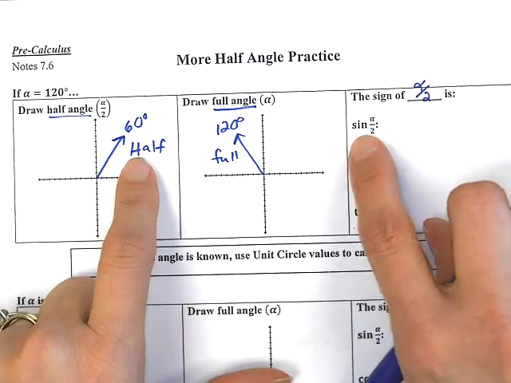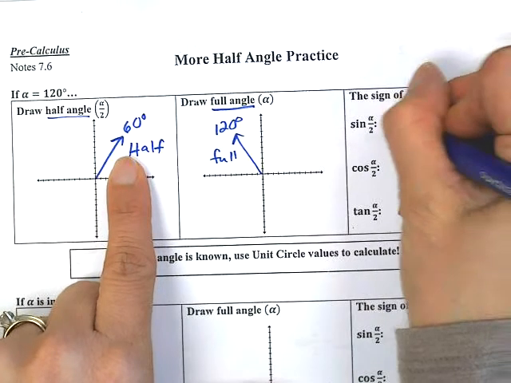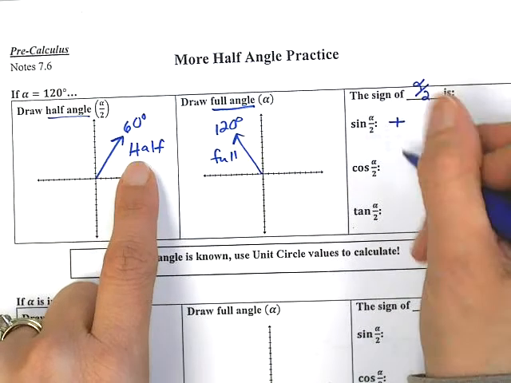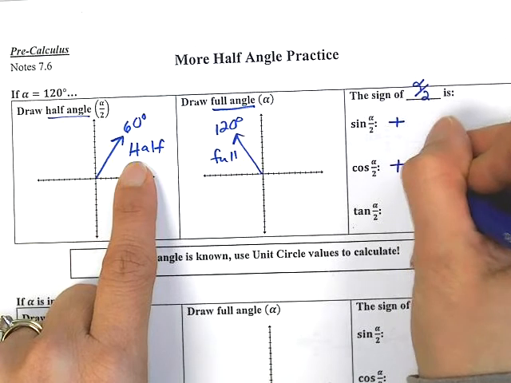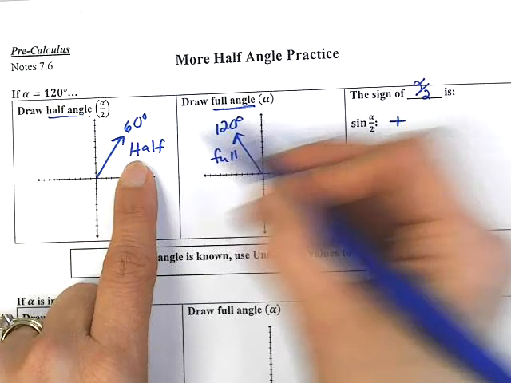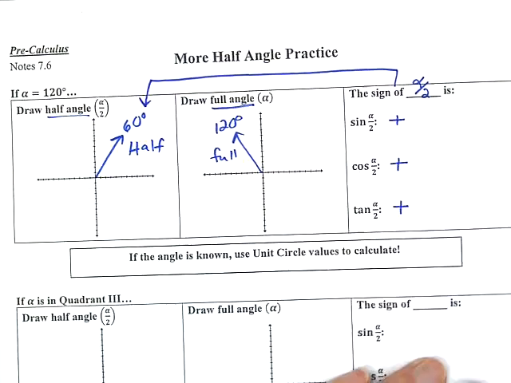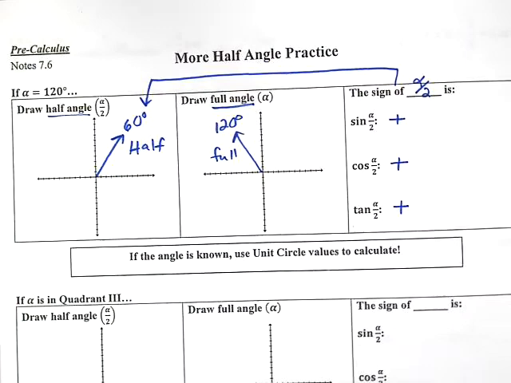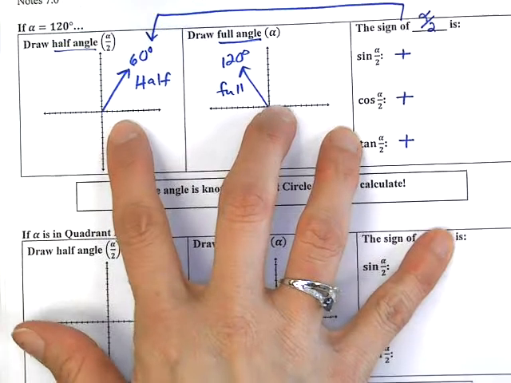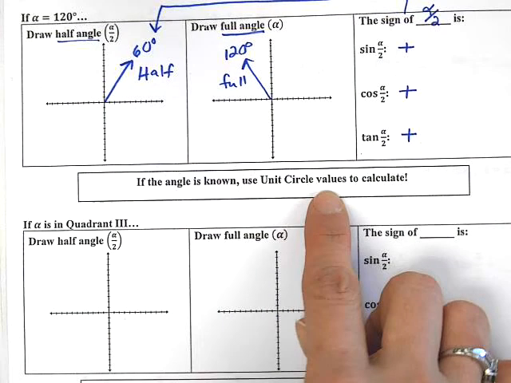The sine of half, since it's in quadrant 1, would be positive. The sine and cosine of an angle in quadrant 1 would be positive, and the tangent would also be positive. You look at the half to figure that out. So you always look at the half to figure out the plus or minus sign. The full angle helps us in the calculation. So that's how you do angles that you know from the unit circle. If the angle is known, you use the unit circle to calculate.